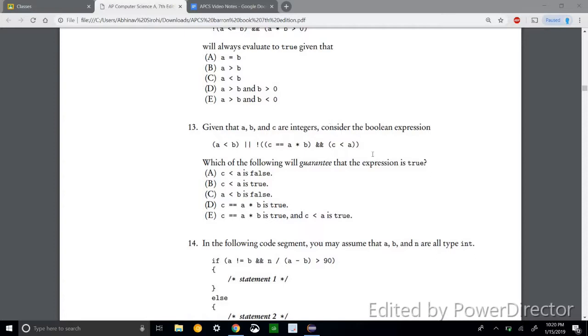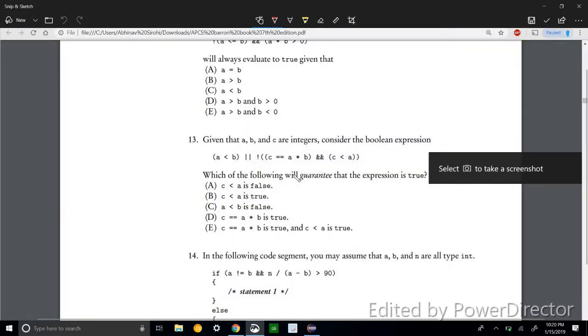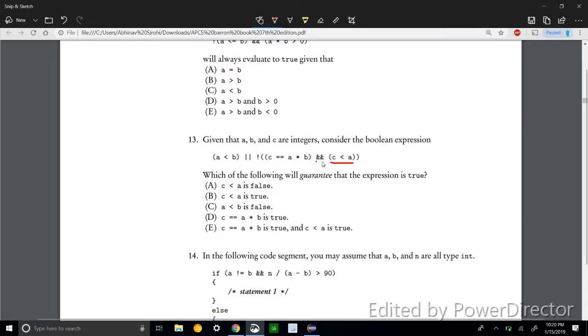Number 13. Given that A, B, and C are integers, consider the Boolean expression. Which of the following will guarantee that the expression is true? So choice A says C is less than A is false. So if this part of the expression is false, then this entire AND statement inside of the parentheses will be false as well. Because if one side of an AND is false, the whole thing becomes false.